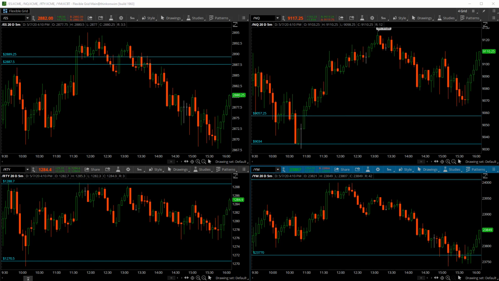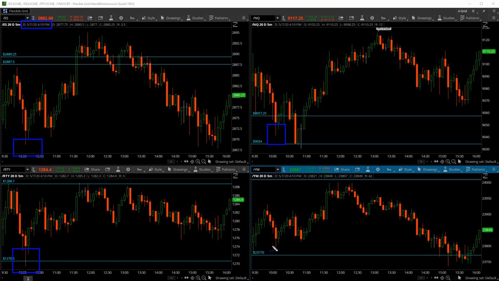So let's take a look at an example from today, and you can see this is 5/7/2020, 4:10 p.m. here. And what we're looking at right now is the S&Ps in the top left, Nasdaq top right, Russell bottom left, and the Dow in the bottom right. And what you'll notice here at about 10 o'clock is the S&Ps comes down, gets a new low on the day. Nasdaq comes down, gets a new low on the day. Everything seems pretty normal there.